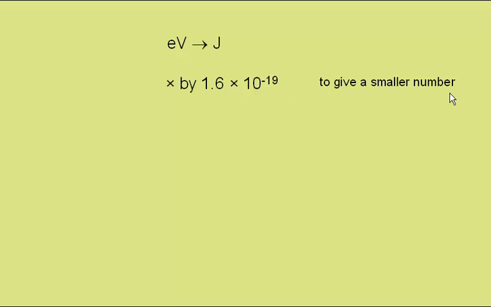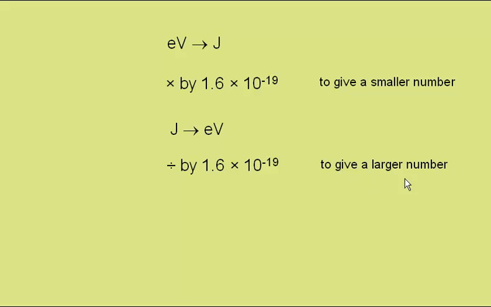If you're going from electron volts to joules, you're going to end up with a smaller number than you started with. In going from joules to electron volts, we need to divide by 1.6 times 10 to the minus 19 to give a larger number. One joule is an awful lot of electron volts. It's worth just looking at your answer to see whether it makes sense.